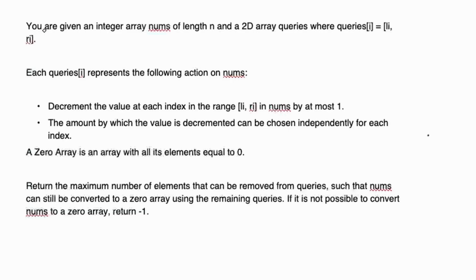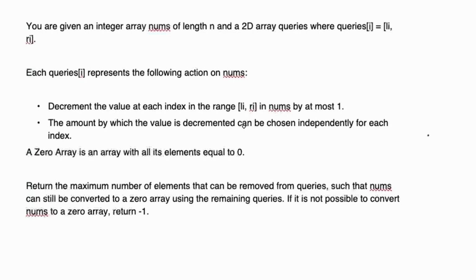So we're given an array nums of length n, and a 2D array queries where queries[i] represents [li, ri]. So each query is a range. Each query represents the following actions on nums. We can decrement the value at each index in the query by at most 1. So this means we can pick any index in that range and decrement it by 0 or by 1. And the amount by which the value is decremented can be chosen independently, so we don't have to decrement them all by the same amount.